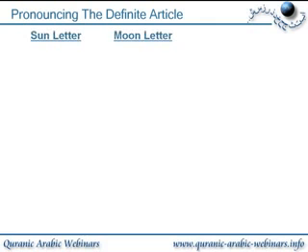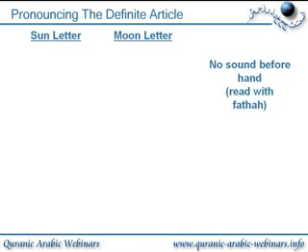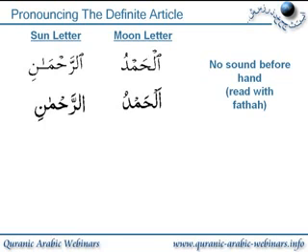Okay, so actually pronouncing the definite article, I've already gone over this, but we're going to do this in detail just to reiterate it. So if you have no sound before the definite article, let's take both the moon and sun letters. The top examples are Uthmani script, the bottom ones are Majidi.